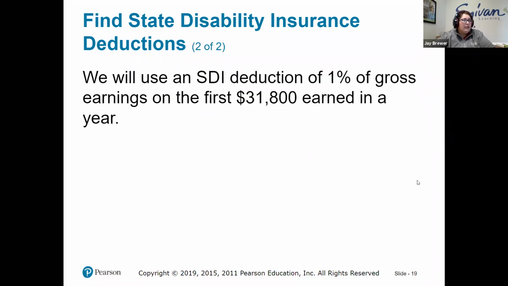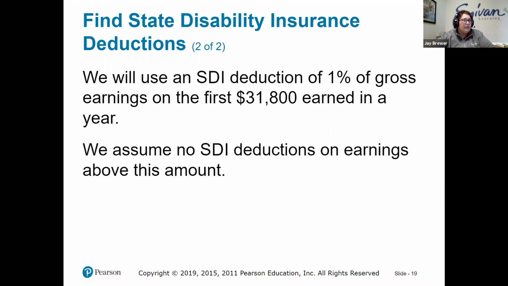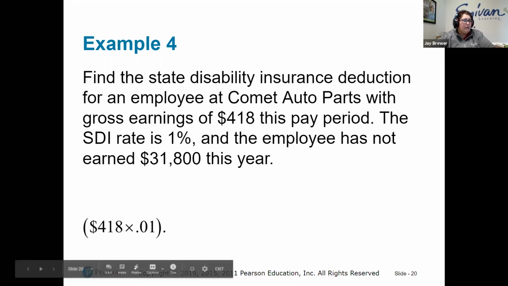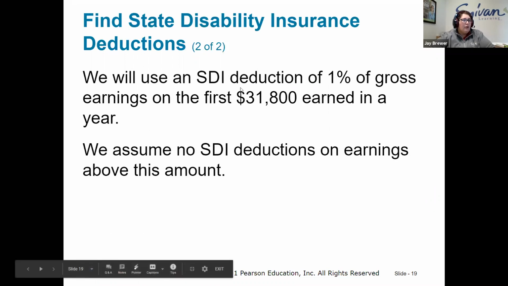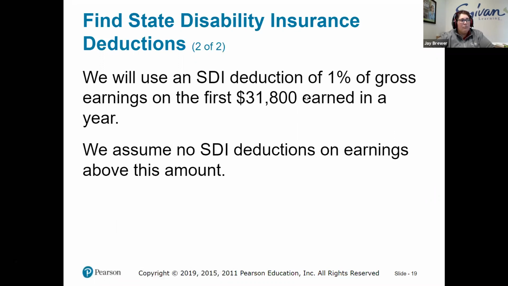We will use an SDI deduction of 1% of gross earnings on the first $31,800 earned in a year. We assume no SDI deductions on earnings above this amount. Okay, so basically, no matter how much someone makes, if they make more than $31,800, you're just going to charge $318, basically.